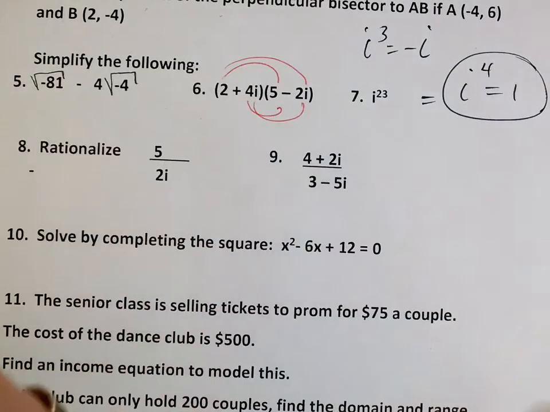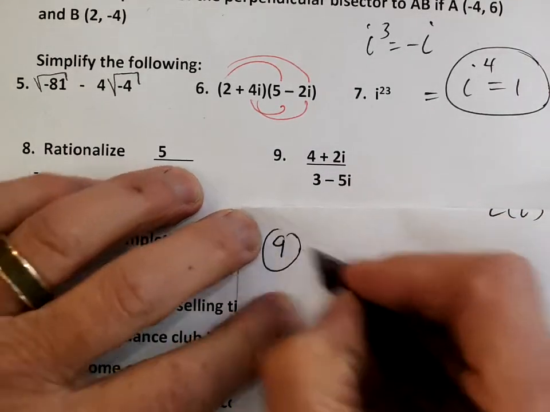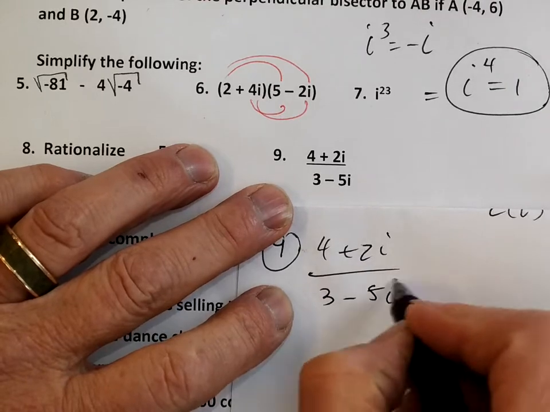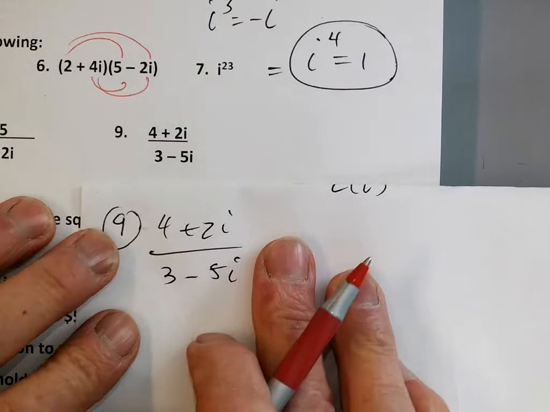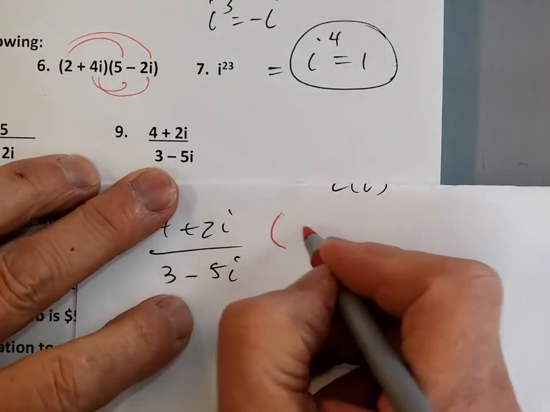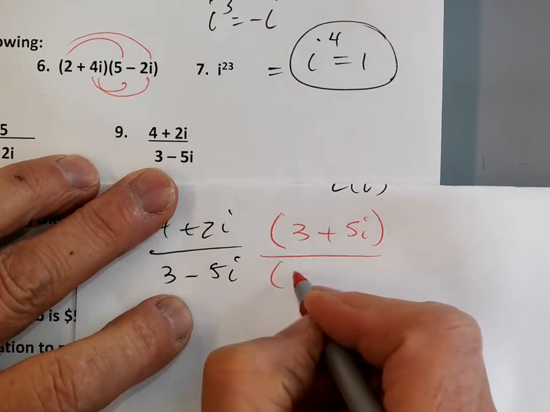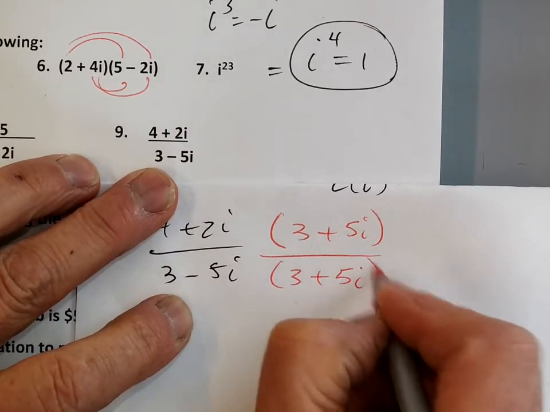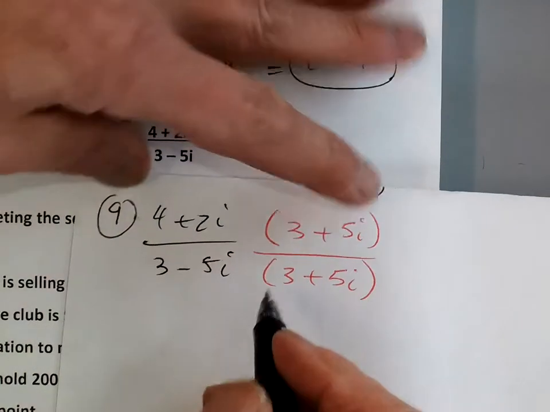Let's look at number 9. Okay, so I've got to rationalize it. I've got a 4 plus 2i over 3 minus 5i, and I'm going to multiply by the conjugate. Hopefully you remember what that is. I'm going to go 3 plus 5i, top and bottom, denominator, numerator. And the reason the conjugate works is because it will cancel out the i's in the bottom, the denominator.